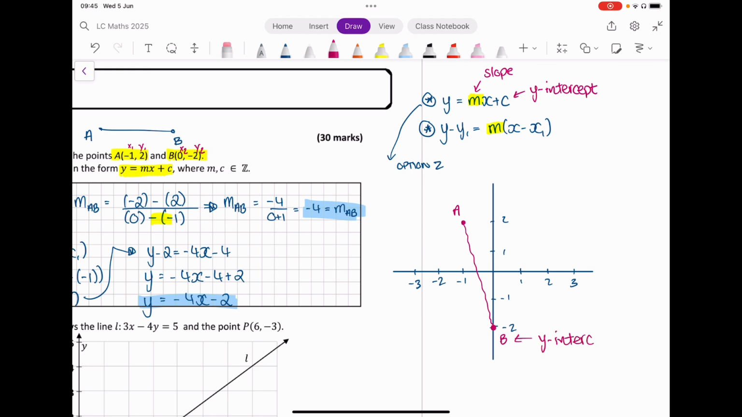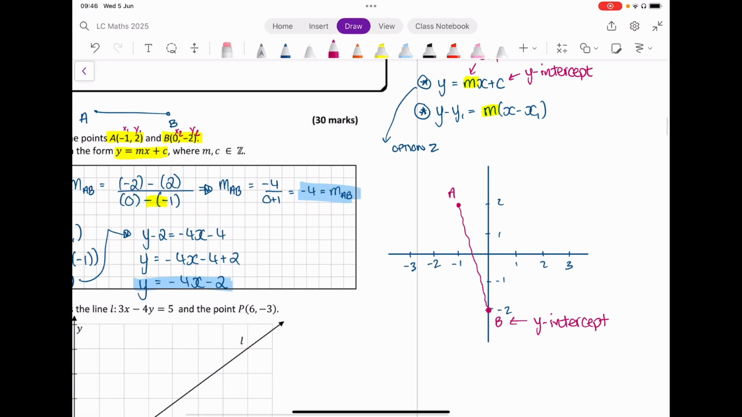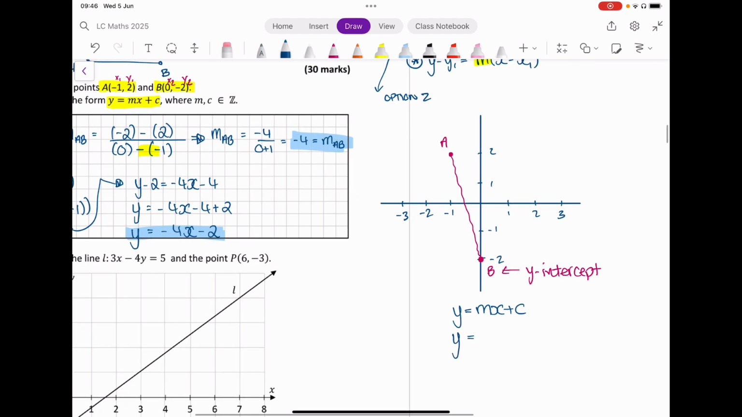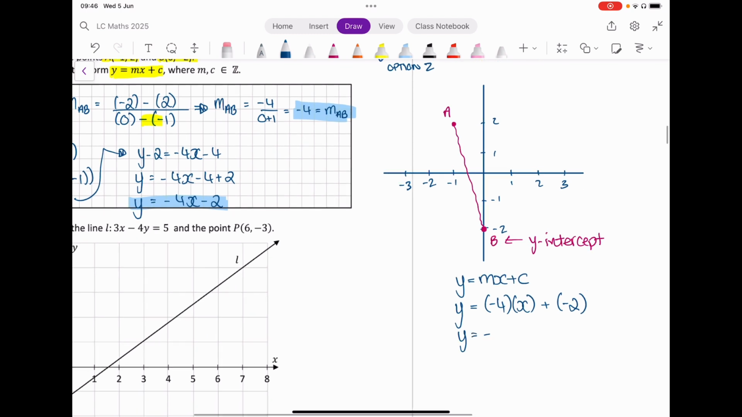And if I have the y-intercept, which I do in this question, you won't always in the question, that's why a lot of the time students will have to go for y minus y1 is equal to m by x minus x1. But if you do have the y-intercept and you notice it, you can substitute into the other formula, y is equal to mx plus c. So y in this case is going to be equal to minus 4 by x plus my y-intercept, minus 2. So y is equal to minus 4x minus 2, so I still have the correct answer.